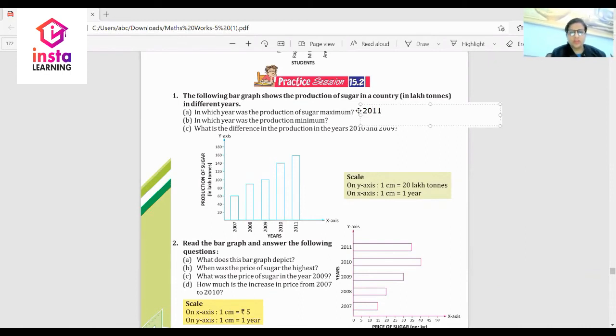Okay. So in which year was the production minimum? Minimum means it is the least in number. So it is 60 and 2007 is the answer.